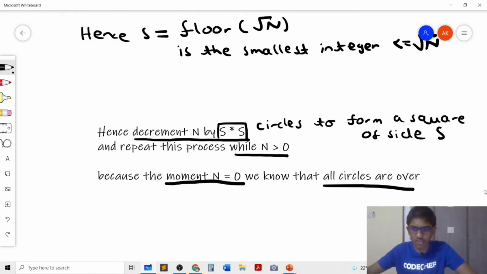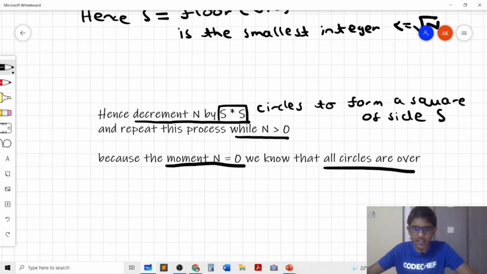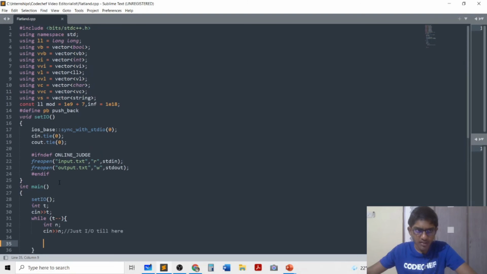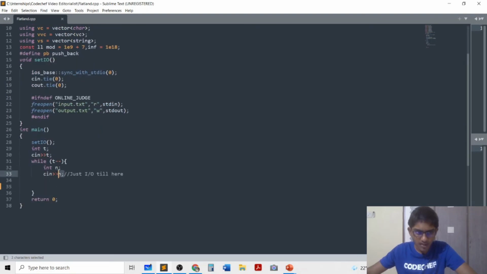So now that we have understood the basic algorithm, let's look at the code. So in the code, first I use basic input output and I take in the value of n. Now I'll create a variable count, which is basically the number of steps to reach 0 circles, or the number of steps before n becomes 0, and this is also our final answer.